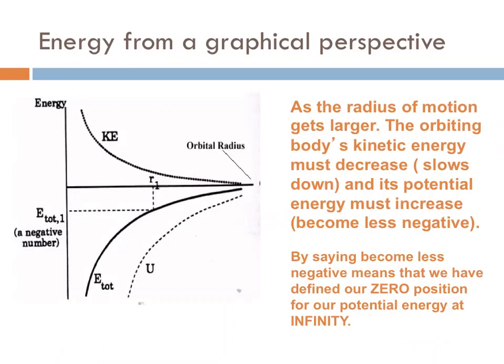And finally, as the radius of motion gets larger, the orbiting body's kinetic energy must decrease. Again, we know that if we throw an object up, its kinetic energy is going to slow down, but its potential energy will increase. So, as it slows down, its potential energy is going to increase, therefore become less negative. Saying it becomes less negative means that we have to find our zero position for our potential energy at infinity.